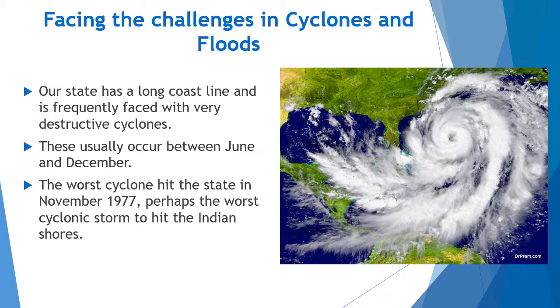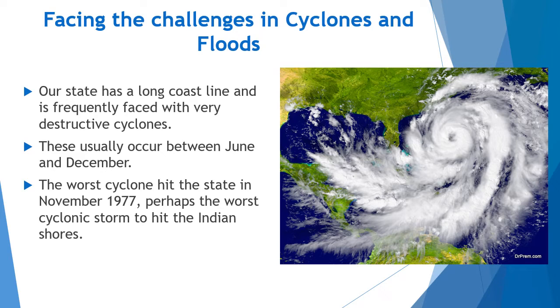Our state has a long coastline. Actually, Gujarat has the longest coastline in India. Second is Andhra Pradesh. We have a 972 kilometers long coastline. Because of that reason, we are actually facing destructive cyclones. That means if we get a cyclone, it totally affects us and creates problems. Life and work, whatever it is, may be totally destroyed.